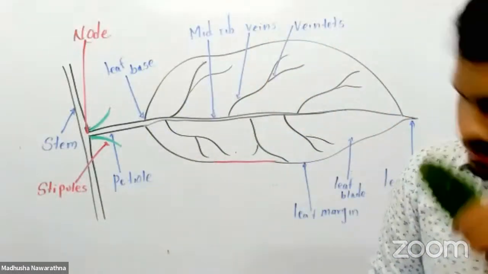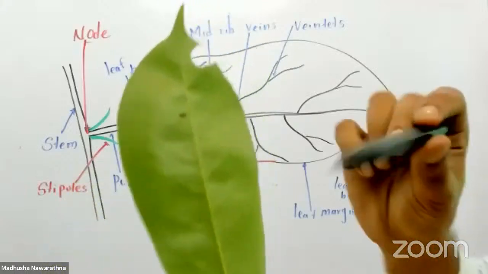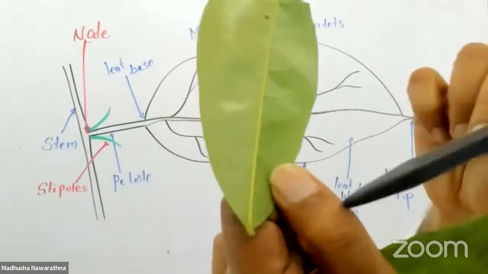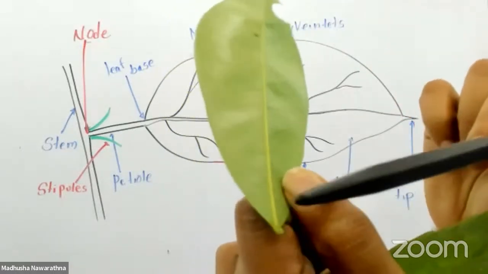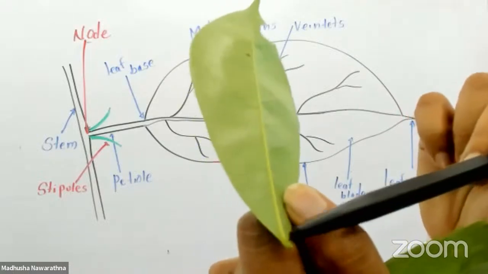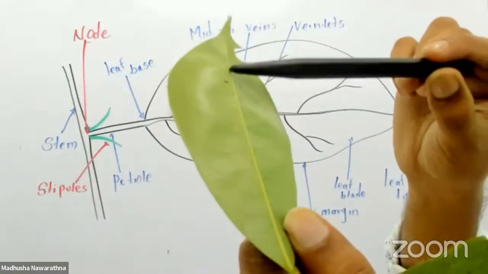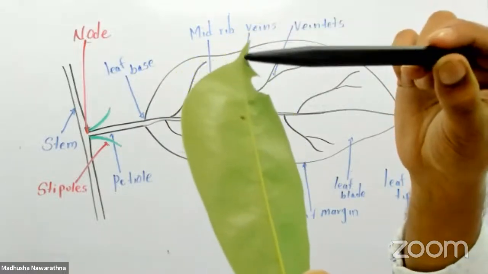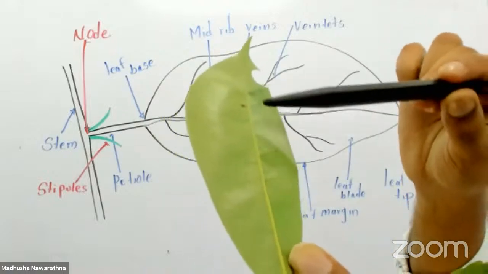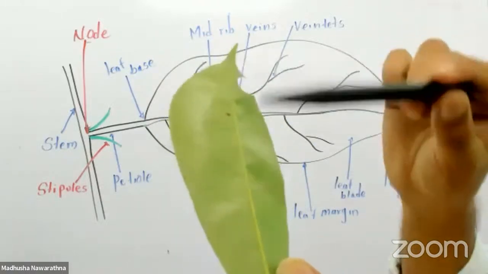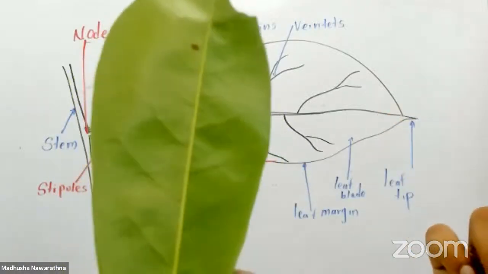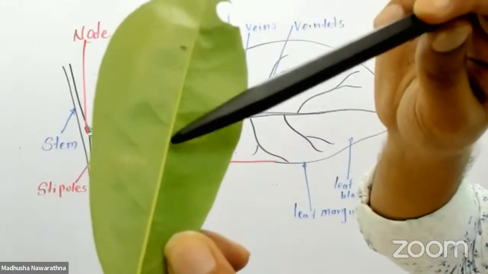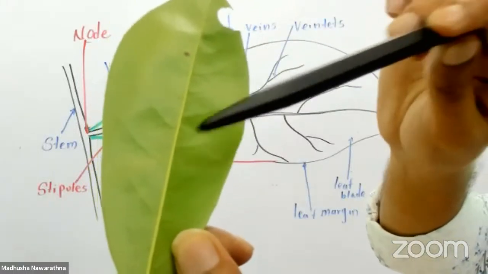And then the midrib. Look at the midrib, right? The midrib starts from the petiole, not even from the leaf base. It starts from this place and goes up to the leaf tip. Here you can observe the veins which arise from the midrib.